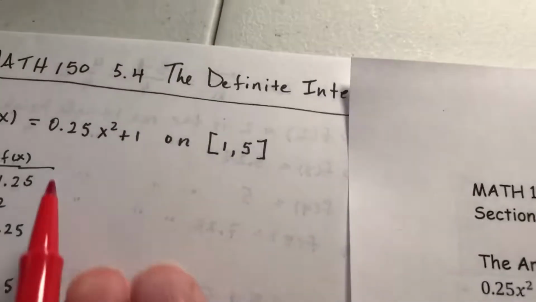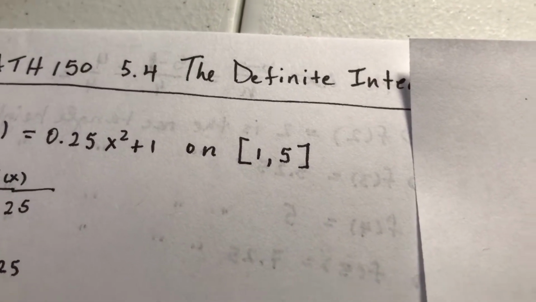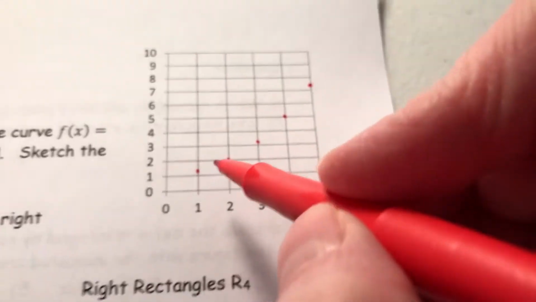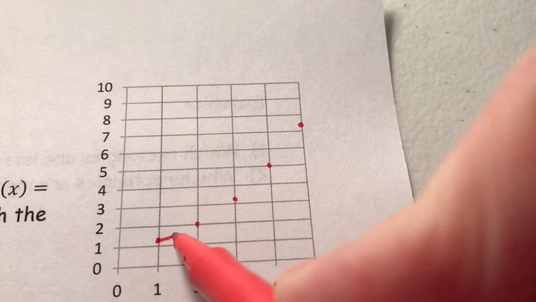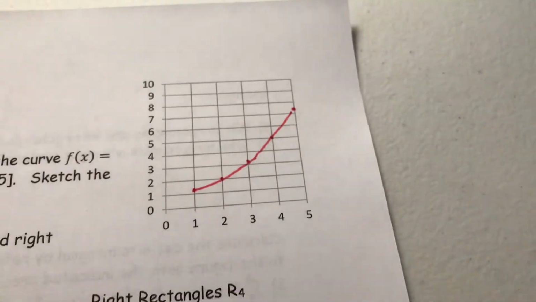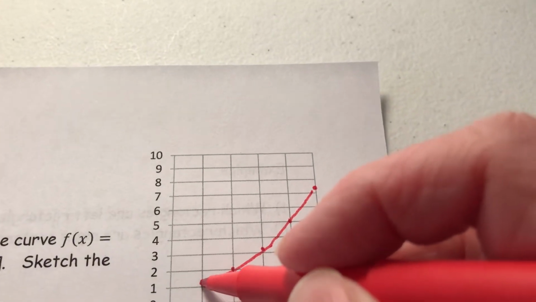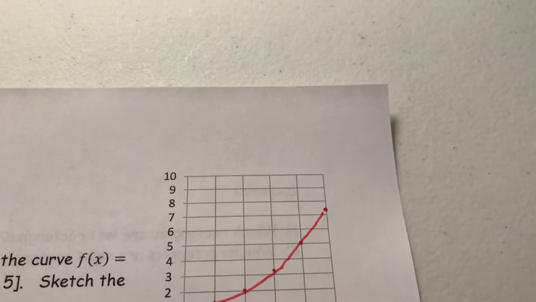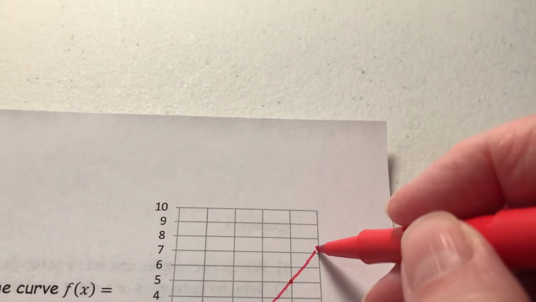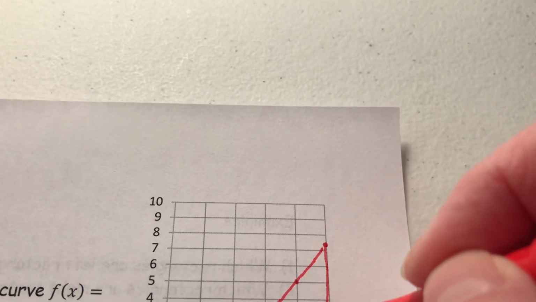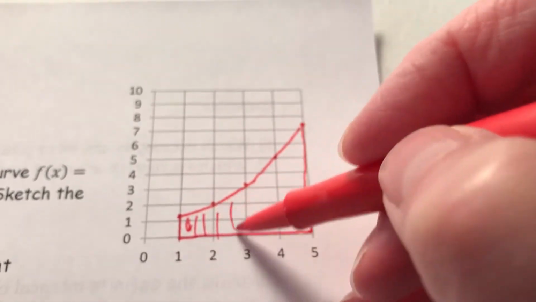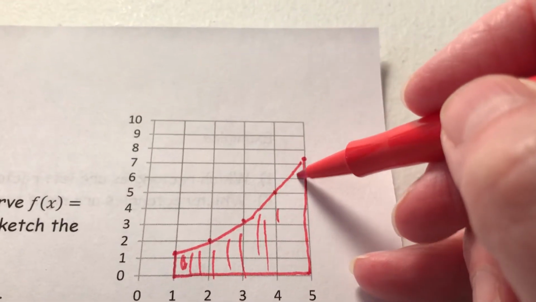You know it's a parabola. We're looking at 0.25 x squared plus 1. It's a parabola that opens up, and we're only looking at the part from 1 to 5. And the area we're looking at is the area from this curve to the x-axis. So whenever it says the area under the curve, it means the area that is between the curve and the x-axis. This is the area we're looking for right here.